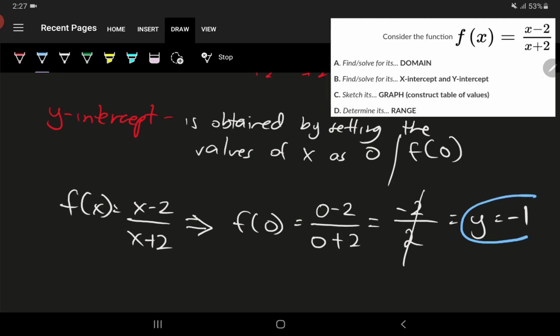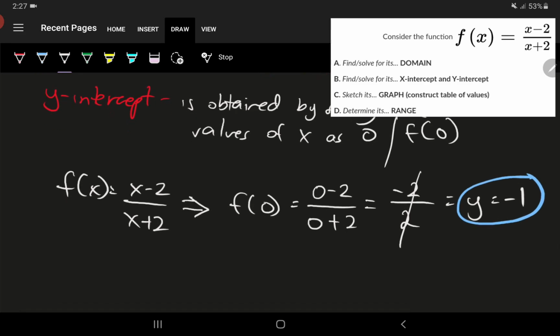So, we have this point of intersection at negative 1. Okay? So, again, since the y-intercept, it is actually written then sa ordered pair as 0 comma y. Okay? Since we have this y value as negative 1, so let's replace the value of y as negative 1. So here's our point of intersection sa ating y-axis. Okay? So those are the concept of intercepts.